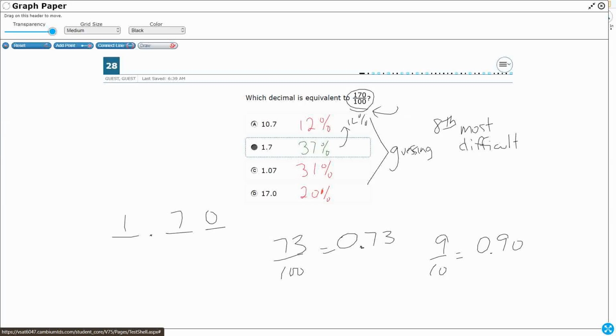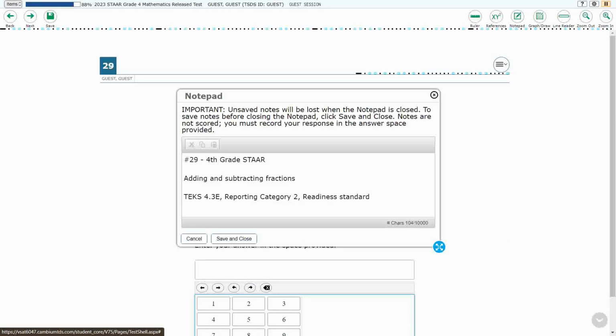You've got your answer right there. Now, obviously, we have to see that we're going to be able to drop that 0 to get the 1.7, but we just need practice. For number 29, we are adding and subtracting fractions. This is a readiness standard, TEKS 4.3E in reporting category 2.